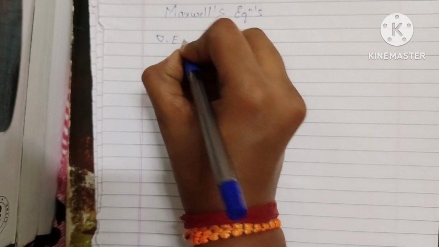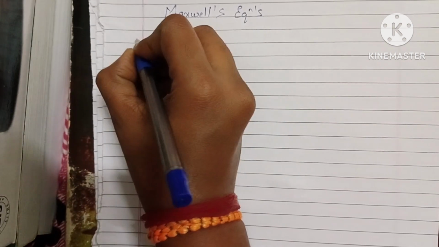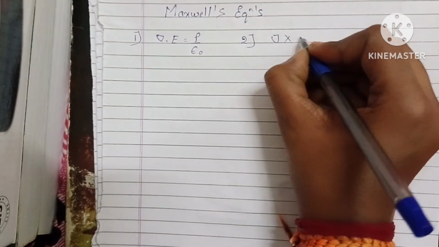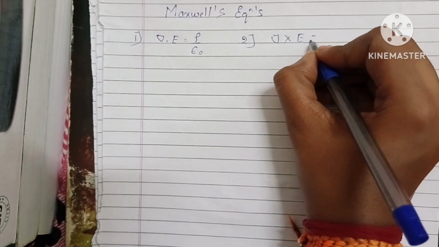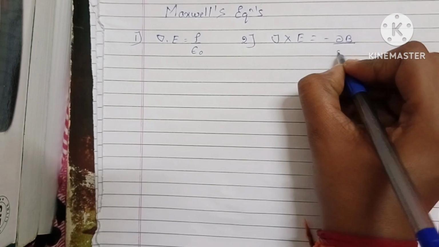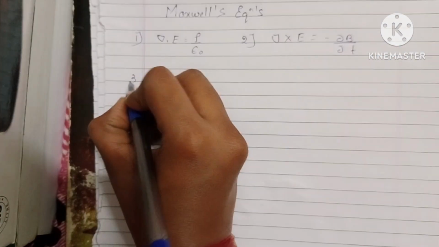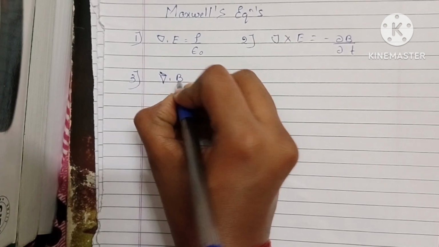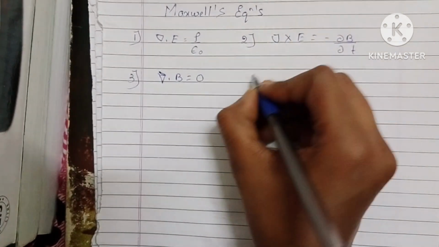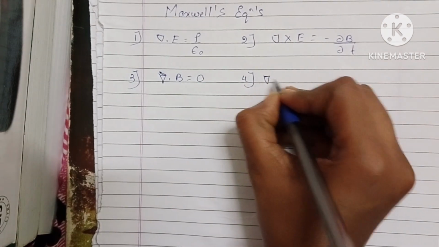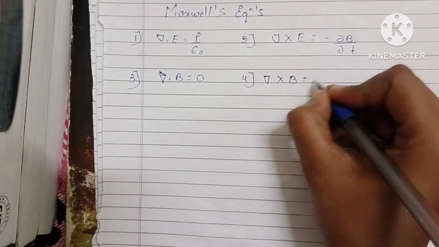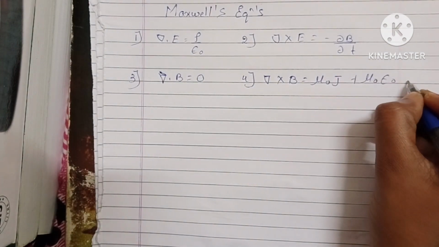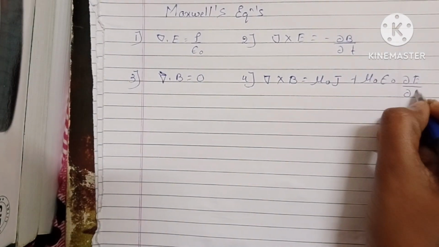Del dot E is equal to rho by epsilon, first one. Second is del cross E is equal to minus dou B by dou t, and third one is del dot B is equal to 0, and fourth is del cross B is equal to mu naught into J plus mu naught into epsilon dou E by dou t.